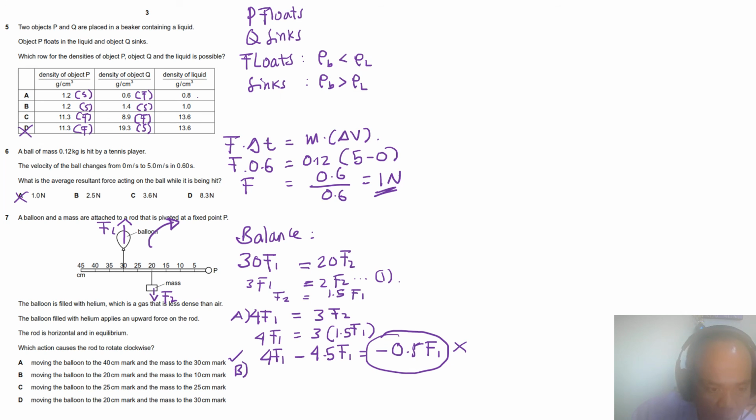Option B is 2 F1 compared with F2. 2 F1 minus F2, which is 1.5 F1, will be 0.5 F1. This one is positive. So this will be the answer, B.